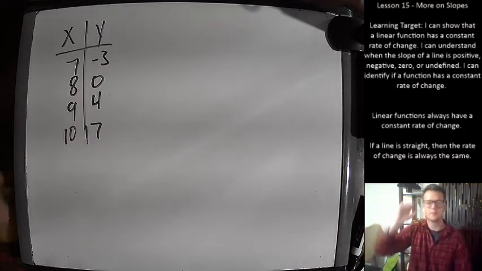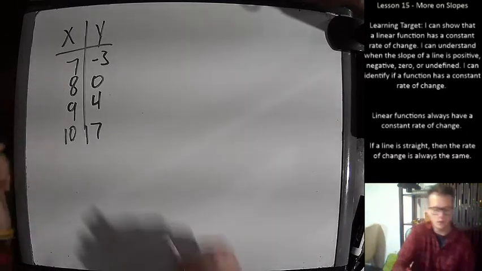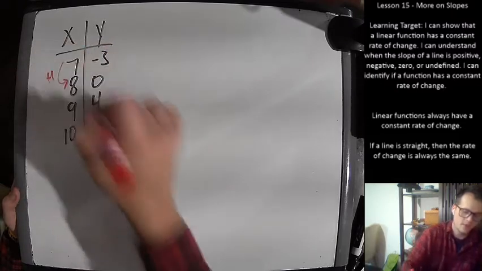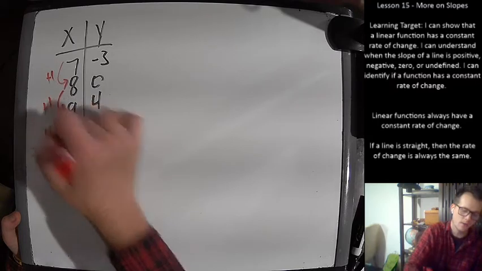Here's the second example. Different table, different data. So again, on the x's, we see that these all go up by 1. To go from 7 to 8, we add 1. To go from 8 to 9, we add 1. And to go from 9 to 10, we also add 1.